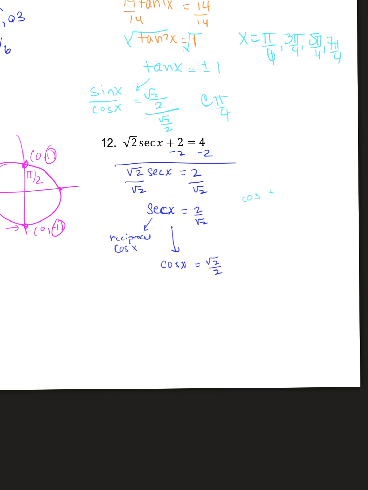Cosine is positive in quadrants 1 and 4, and we want it at x equals pi over 4. So for quadrant 1, that's just pi over 4. For quadrant 4, 4 times 2 is 8, minus 1, 7 pi over 4.